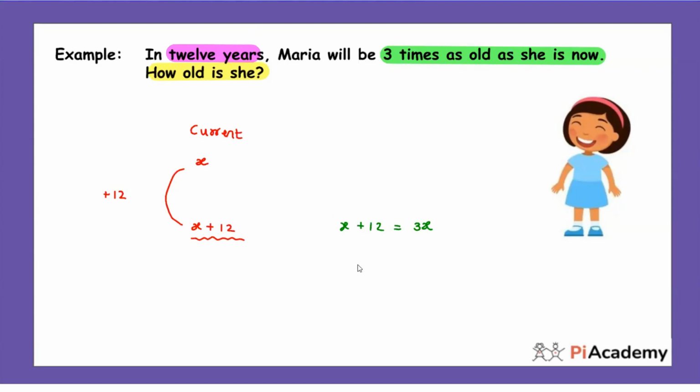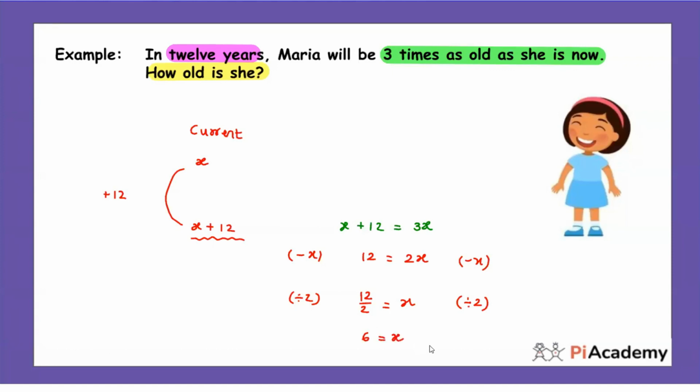What we can do is subtract x from both sides. So x minus x is 0, and on the left-hand side you are left with 12. On the right-hand side, 3x minus x is 2x. Now you can do another operation, dividing both sides by 2. So 12 divided by 2, and 2x divided by 2 is x. From here, you get the answer: x equals 6.